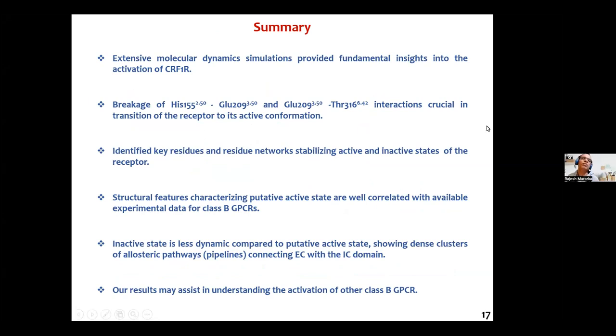And we also found that breakage of the linkage between these conserved residues, histidine and glutamate, and the glutamate and threonine interactions, is crucial for the transition of the receptor to its active conformations. We also identified the key residues and the residue network which stabilize the active and inactive states of the receptor. And we found that the inactive state is less dynamic compared to the active state. Further, these results may assist in understanding the activation of other class C GPCRs.